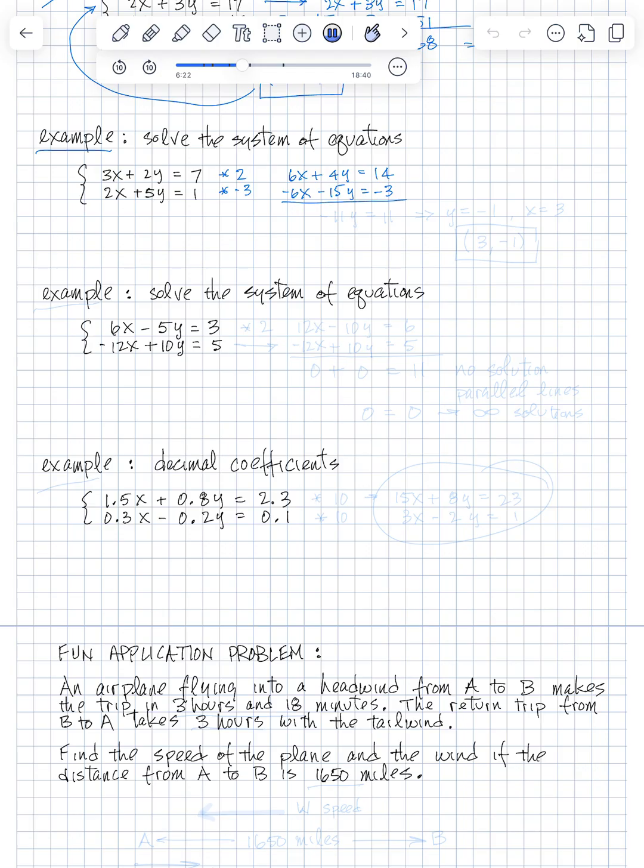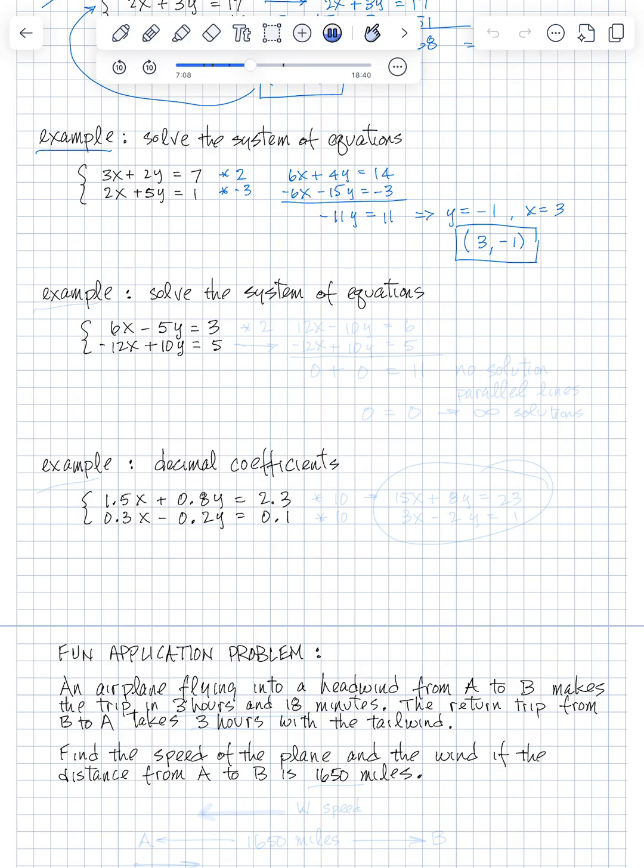6x minus 6x, 0. 4y minus 15y is minus 11y. And 14 minus 3 is 11. So that gives us y is equal to negative 1. Put that into either of the equations, and we get x equals 3. So our answer is (3, -1). And again, check it with both equations and make sure this is the correct answer.